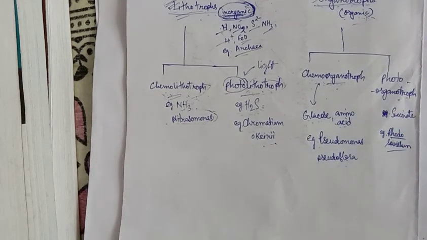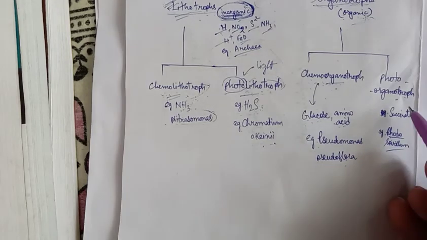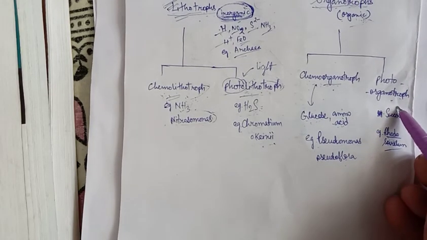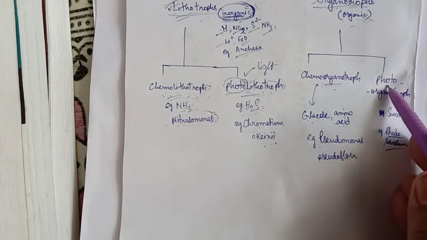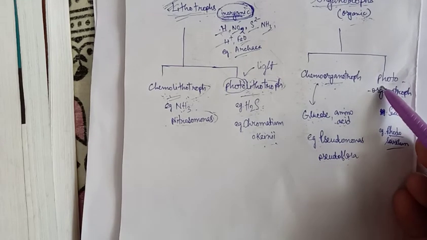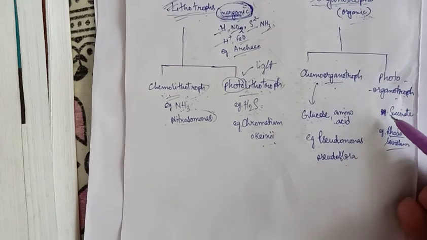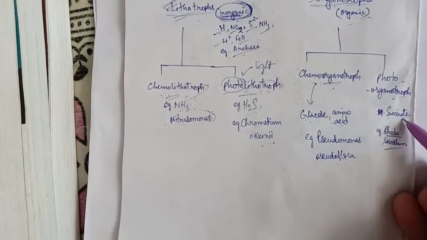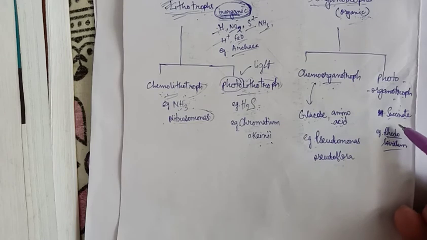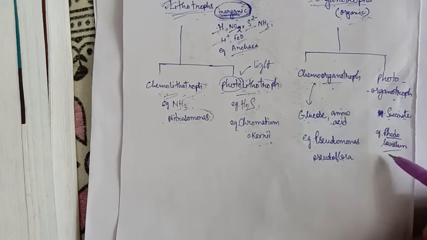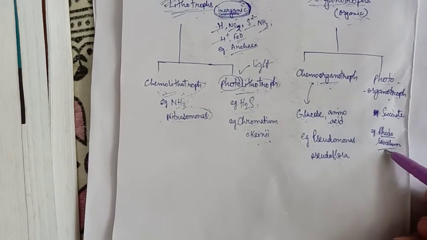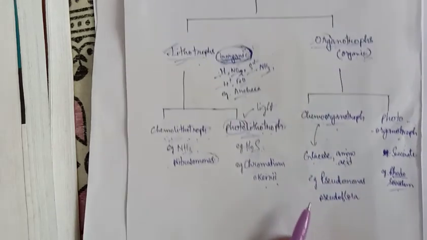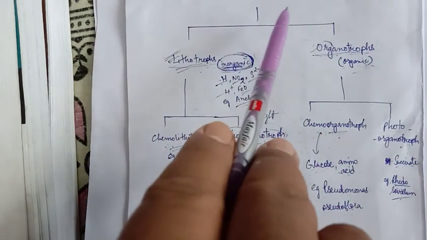Then come to photoorganotrophs. Photoorganotrophs are the microorganisms which gain energy from light, as photo is here. They gain energy from light and use organic compounds such as succinate as a source of electrons. An example of photoorganotroph is Rhodospirillum. Clear?